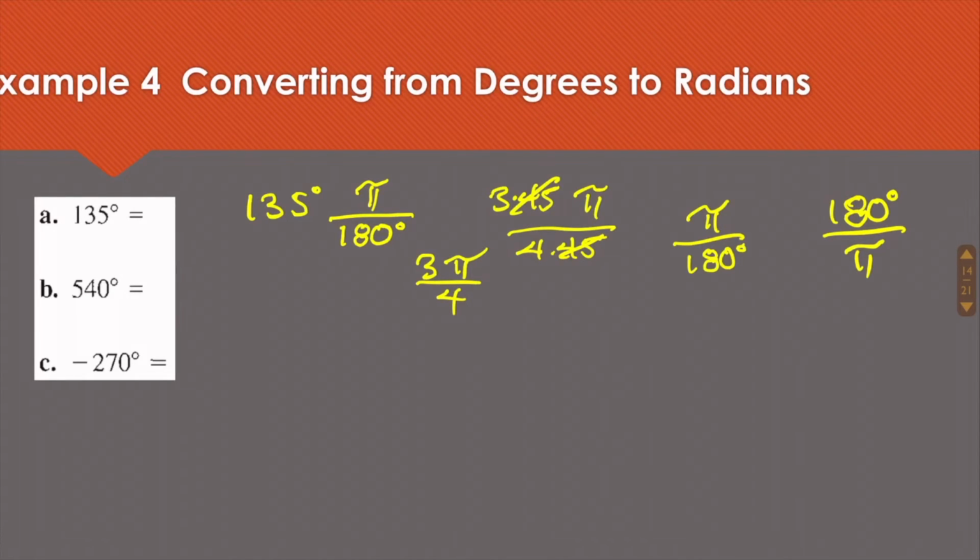So there that is. Now 540, I want you to know that, by the way, 180 times 3 is 540. So we'll just keep that in our minds. We start off with 540 degrees, and we multiply that by pi over 180 because we expect degrees to go away. So degrees are going to cancel, and 540 over 180 is 3, and so this ends up being 3 pi.